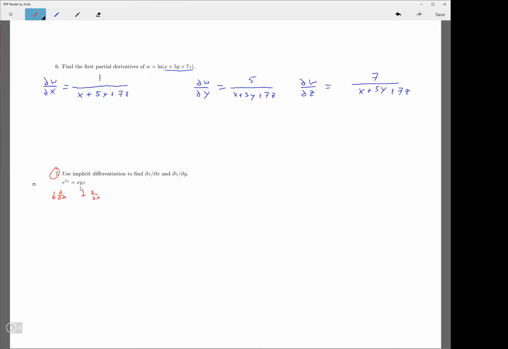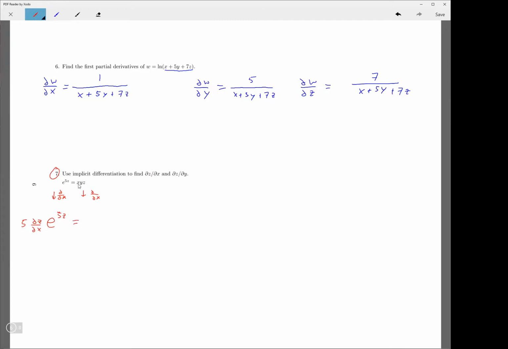Everything that's not a z or an x, you treat as a constant. This one you treat as a function. So the derivative of that would be e to the 5z times the derivative of this, which is 5, times the partial of z with respect to x.